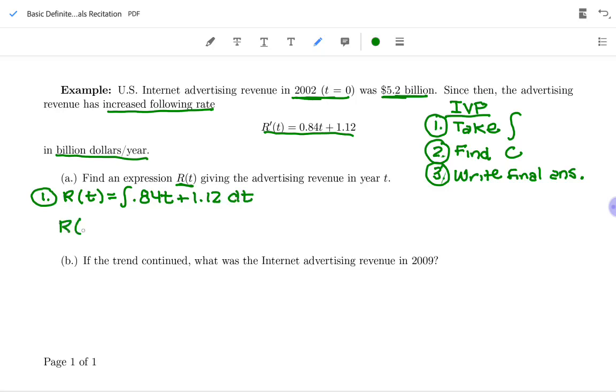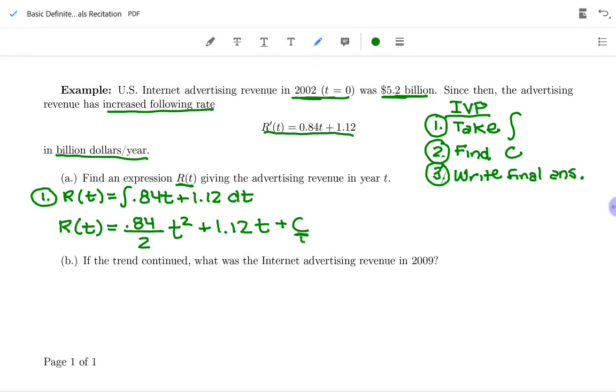So I'm going to integrate as usual. I'm going to add 1, put it in the denominator, put it up top. So I'm going to have 0.84 divided by what? Well, this is t to the first, so 1 plus 1 is 2. And I have t to the 2. Plus the antiderivative of this constant, 1.12, is going to be 1.12t. And then we would write plus c. So we know it's a plus c instead of an evaluation bar because we don't have any bounds on our integral. It's an indefinite integral. All of our answers end with a plus c.